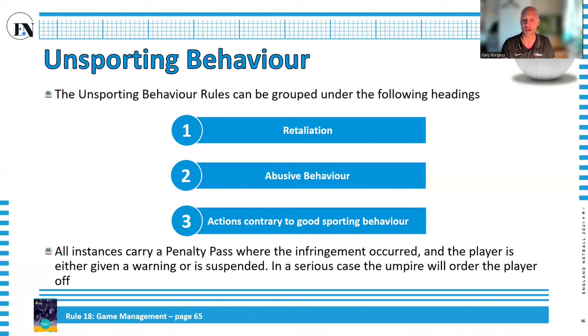Now abusive behavior, again, it's basically a disputed call with an umpire. This is kind of the old dissent with an opposition player. So anyone using foul or abusive language, just conducting themselves and using gestures or whatever to the opposing team, will be covered by abusive behavior. Now, actions contrary to good sporting behaviour, luckily, doesn't happen very often in netball.